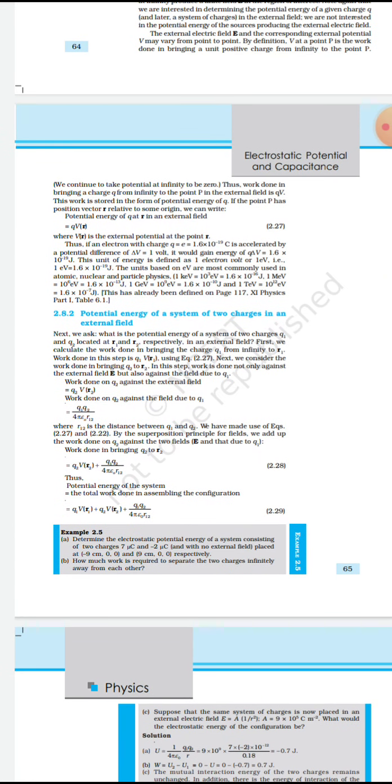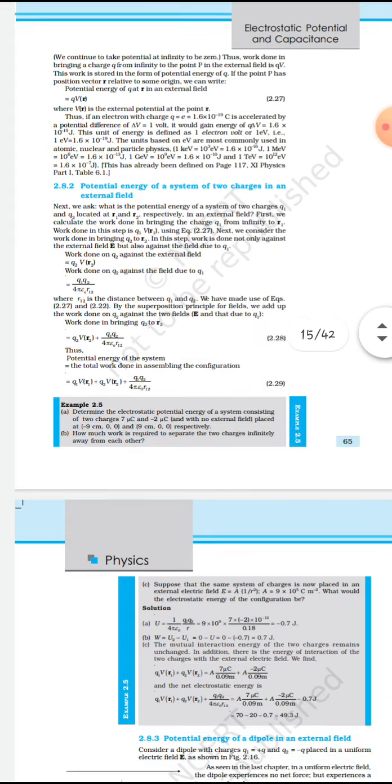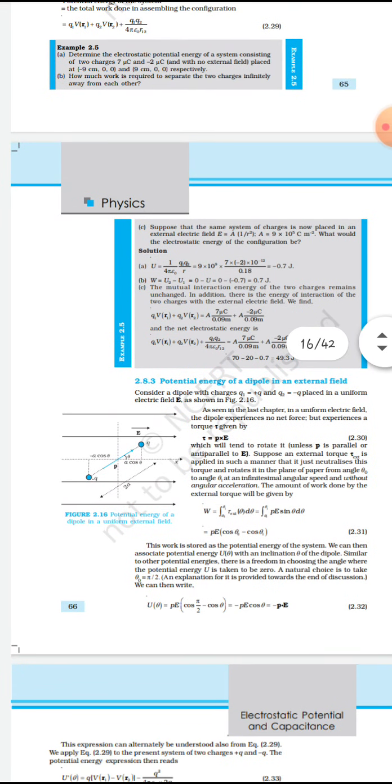So if a single charge is there, we get qV(r). If two charges are there, we take q1 V(r1) plus q2 V(r2) plus q1 q2 over 4 pi epsilon naught r12, because there are two charges. In the first case, the potential energy has one charge. Here there are some questions based on this topic, so you have to solve these questions.